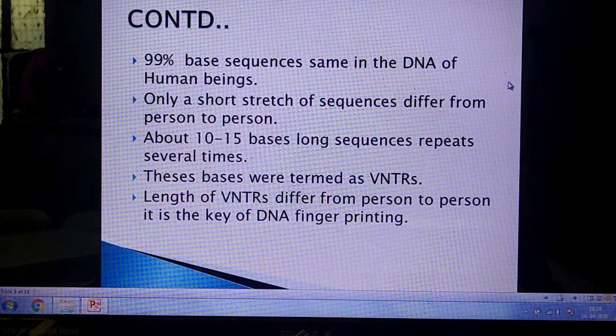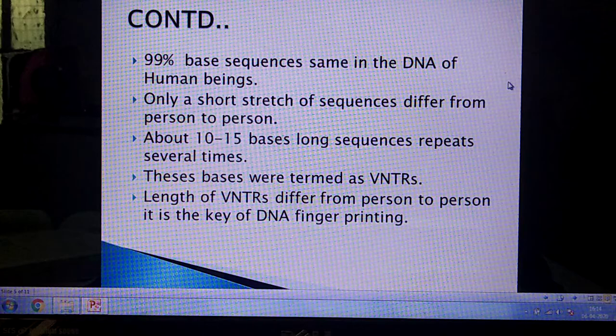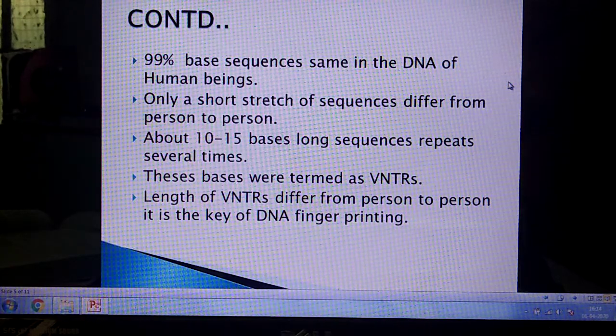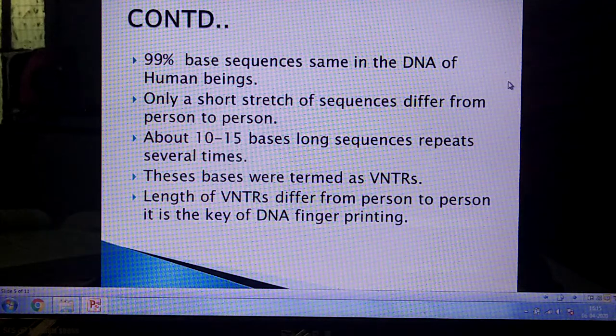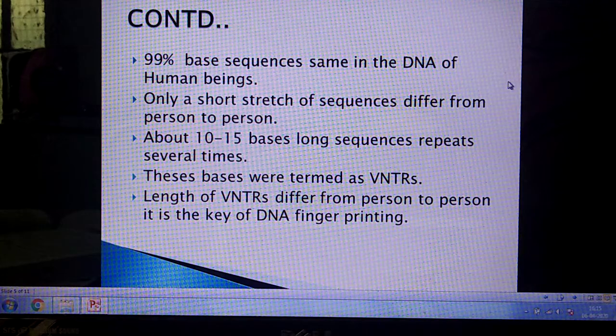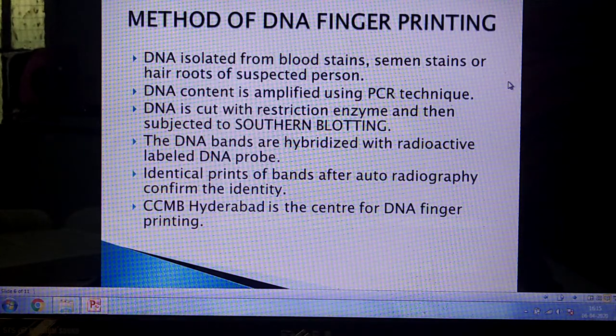About 99% of the base sequences are similar in all human beings. The short stretch of sequence that differs from one individual to another is the VNTRs. The number and the length of VNTRs differ from one individual to another, and it is the guide for DNA profiling. Now, the method of DNA fingerprinting.